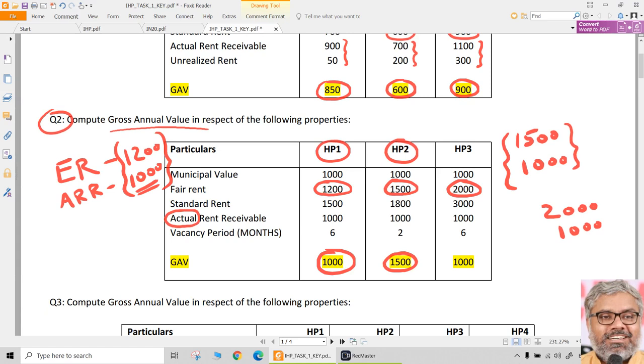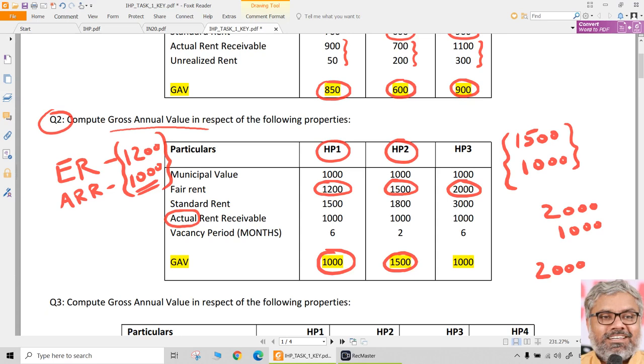Question once again comes, same question. Why is it lower? Is it due to vacancy? What would have happened if this property was not vacant? What would have happened? Because the property is vacant for 6 months, the ARR is only 1000. If the property was not vacant, the actual rent received or receivable would have been equal to expected rent, but it would not have been less than expected rent.